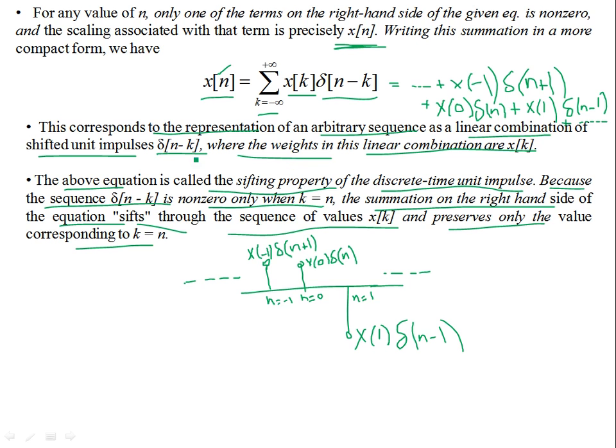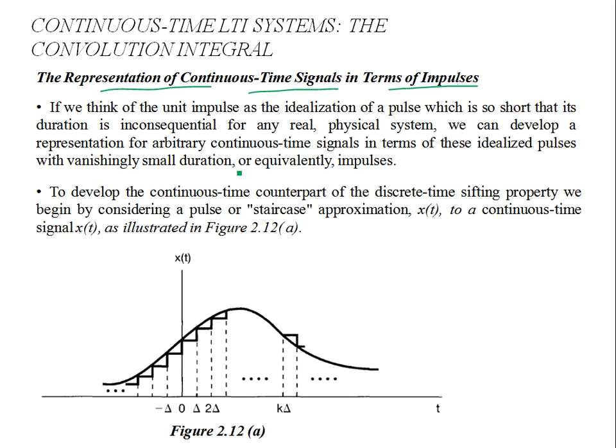Now, drawing an analogy to discrete time sequences, we consider a continuous time signal and see how we can represent this in terms of pulses or continuous time impulse functions. If we think of a unit impulse as an idealization of a pulse which is so short that its duration is inconsequential for any real physical system, we can develop a representation for an arbitrary continuous time signal in terms of these idealized pulses with vanishingly small duration, or equivalently impulses.